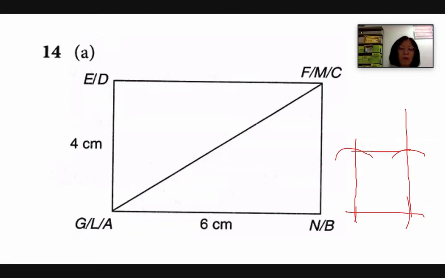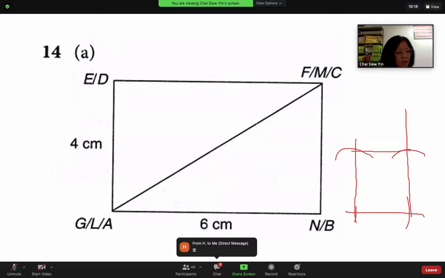I repeat one more time. Use your protractor to measure the rectangle 90 degrees. Use your compass to measure the length. Then you will end up with an accurate drawing. And the scale will be exactly perfect. And of course, you will get full marks.